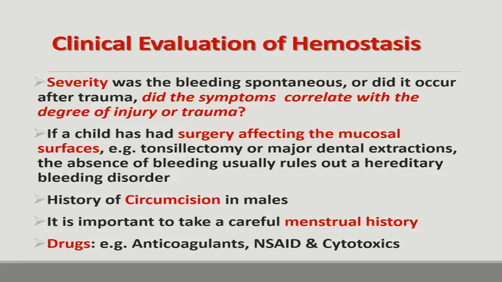Ask whether the child had any surgery which affected mucosal surfaces, like tonsillectomy or major dental extraction. The absence of bleeding in such an operation usually rules out a hereditary bleeding disorder. Ask about history of circumcision in males, a careful history about menstruation in adolescent females, and history of drug intake, for example anticoagulants, non-steroidal anti-inflammatory drugs, and cytotoxics.